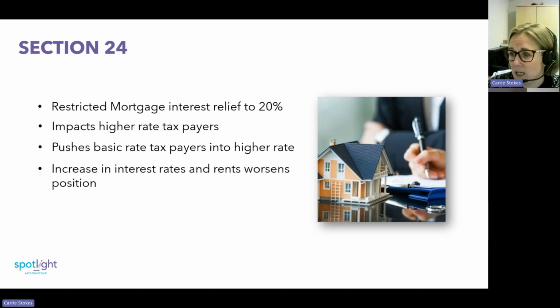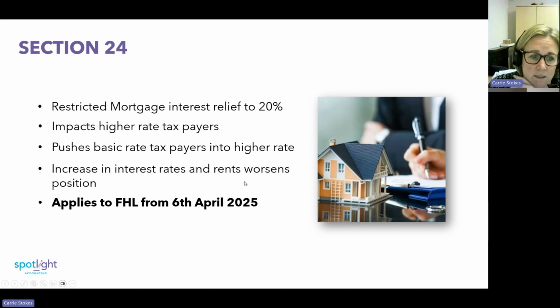The increase in bank interest rates and a lot of rents have been reviewed over the last 12 months, so landlords are receiving a lot more rent for their properties. This has actually worsened the position for a lot of landlords in Section 24 because it's pushing more rent into the 40% and you're getting more interest at the 20%.